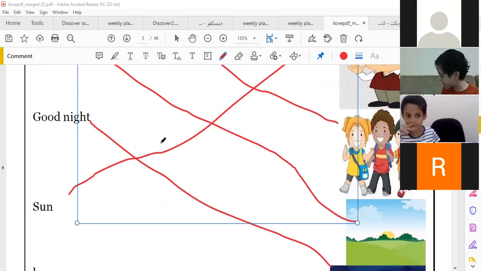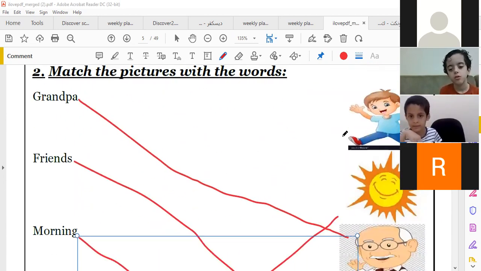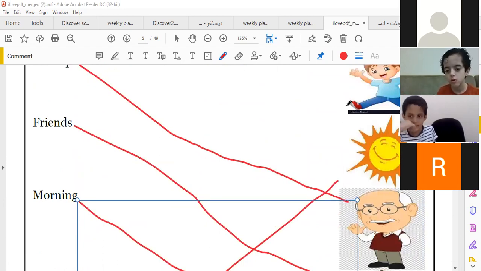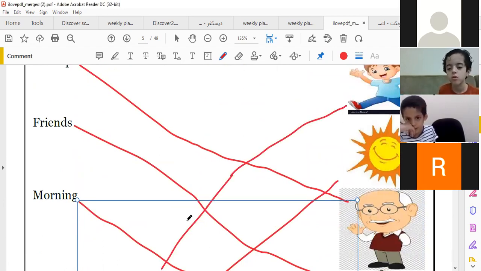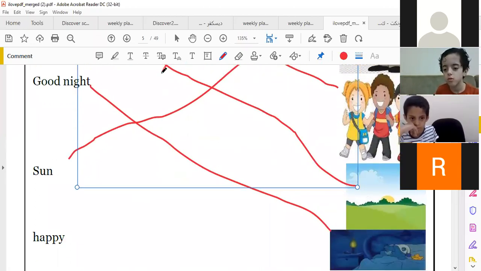What is this word? Can you read it? Happy. You think this boy is happy? Yes. It's running. Thank you, Abdurrahman.